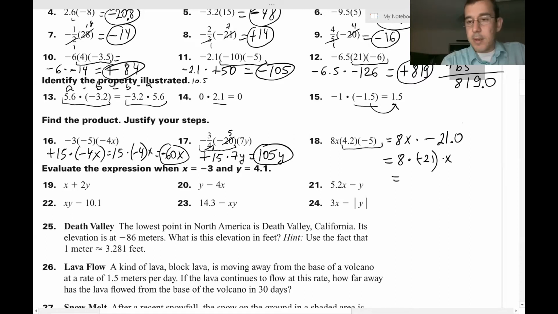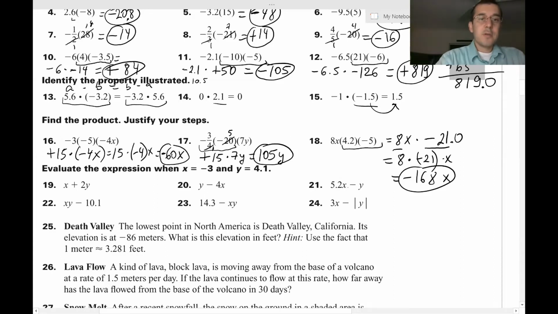Okay, 8 times, we're trying to multiply the numbers, right? 8 and minus 21, and then x, we don't know what x is, so x is going to stay at the end as a variable. So here we have two numbers with different signs, so minus 8 times 21 is 168, because 8 times 1 is 8, 8 times 2 is 16, so 168x. So minus 168x is the answer for number 18.